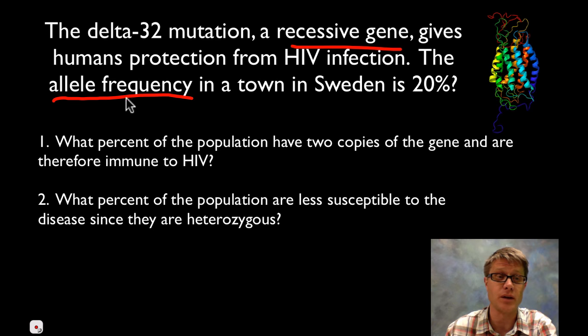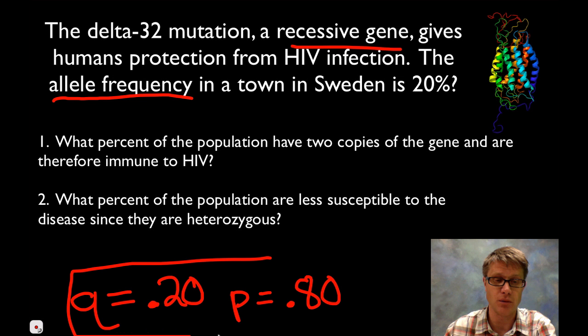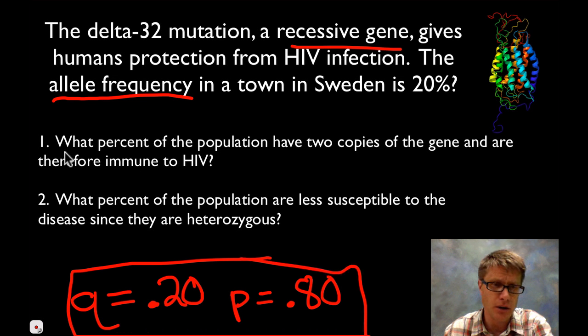Okay, so what have they told me? I know right away that they've told me Q. In this case, they're telling me that Q equals 0.20. I say P equals 0.80, and we know that immediately right away. And so now I, again, smile to myself because I can solve any problem they ask me. Okay, so let's look at this one.